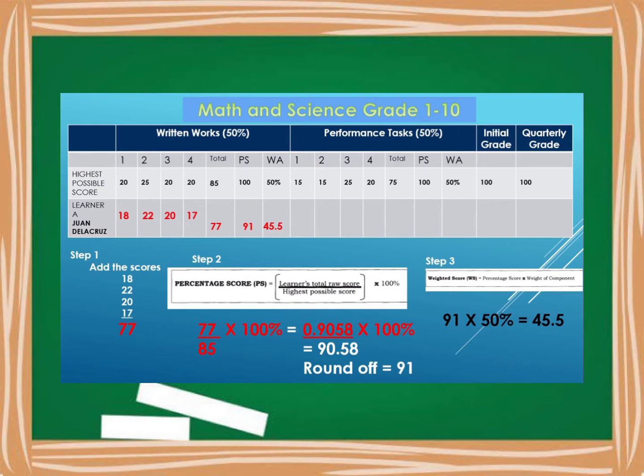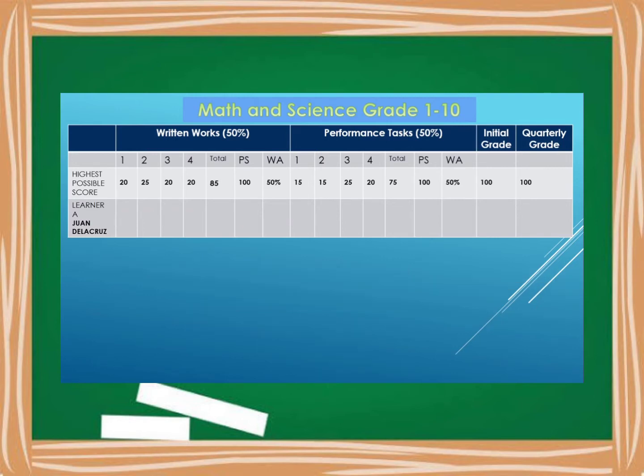Pumunta naman tayo sa performance task. Simple lang din. Gagayahin lang din natin ang step 1, step 2, at step 3. Subukan natin. Halimbawa, si Juan de la Cruz ay may score na 12, 13, 19, and 15. Hahanapin natin ang total, percentage score, at ang WA. Step 1, i-add ang kanyang scores. Ang sum ay 56. Ilagay natin ito sa table.